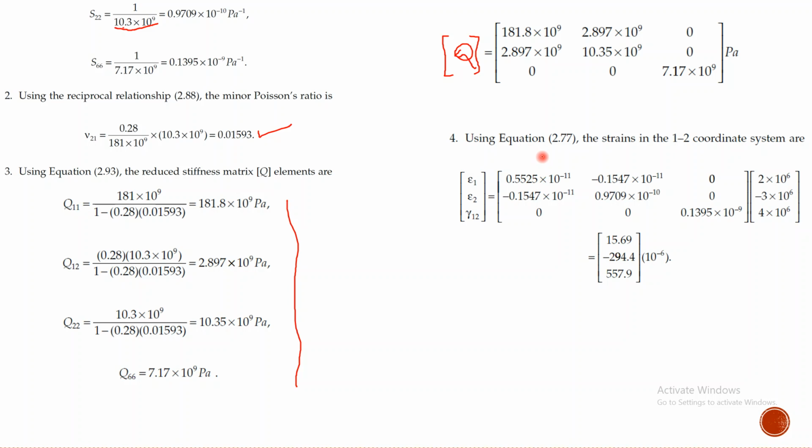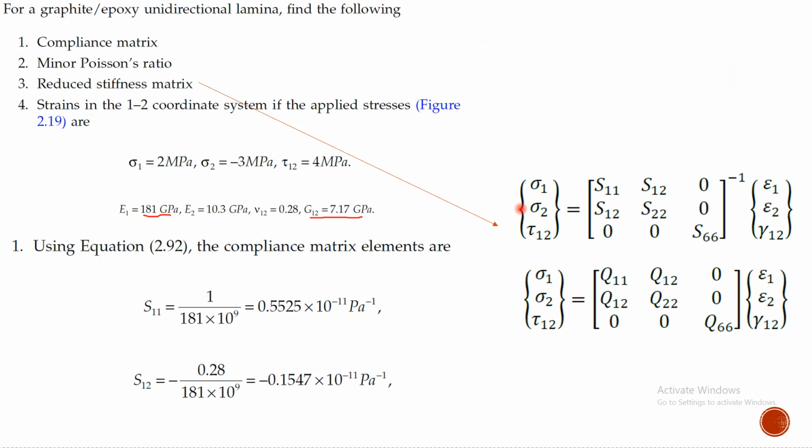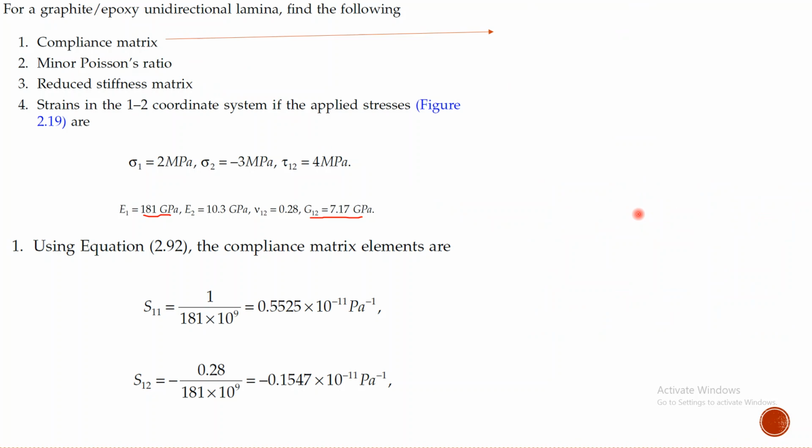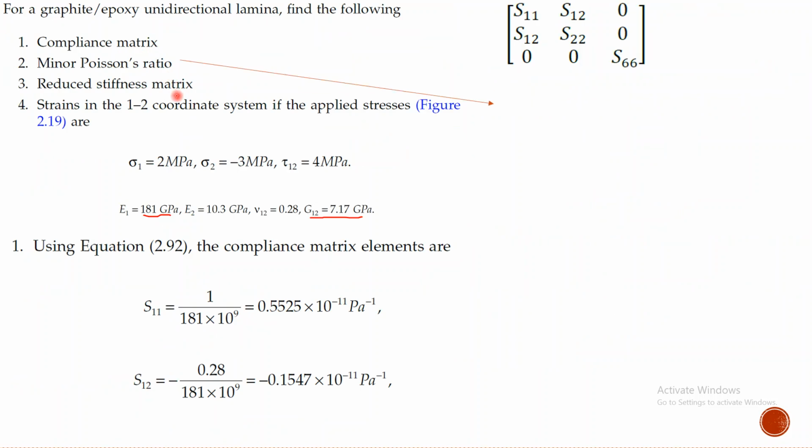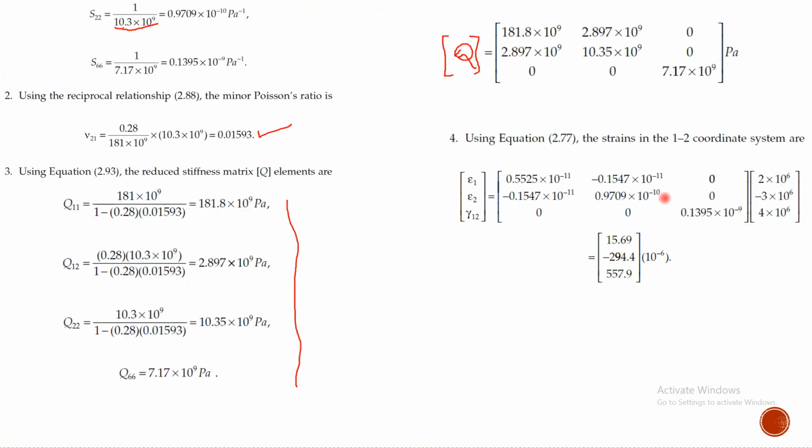So the last one is strains in the other coordinate system, that is, the local coordinate system. So strains epsilon 1, epsilon 2 and gamma 12. In order to use that, you can use this equation, because this is a simpler one, since we already know all these. So I will show that. We already know S11, S12, S22, S66. If you simply substitute this and multiply it with the stresses, I directly get the strain in the 1-2 direction. That's what we are going to do right now.